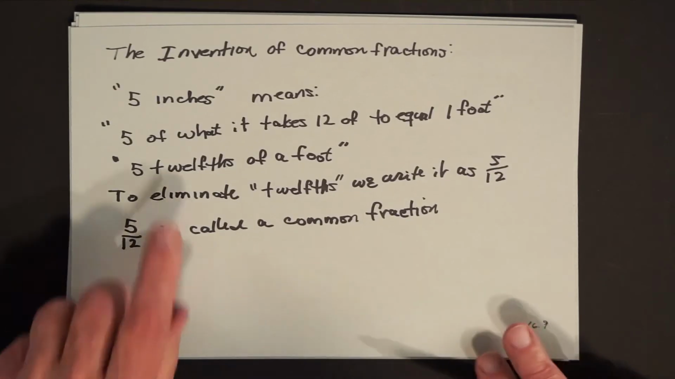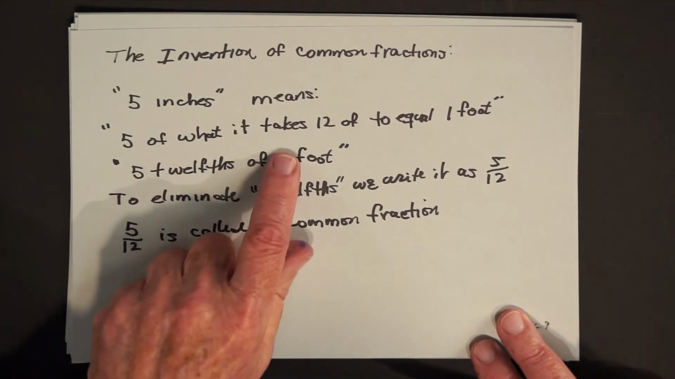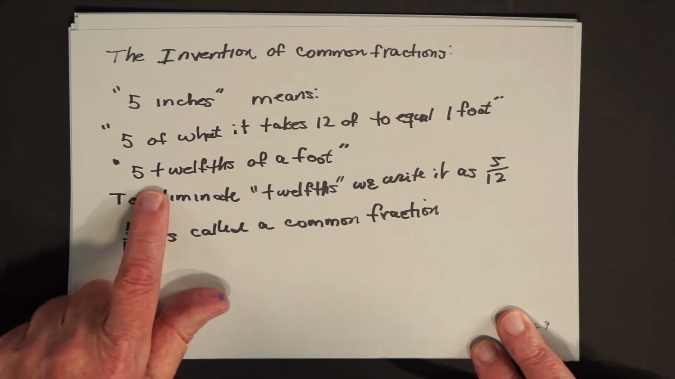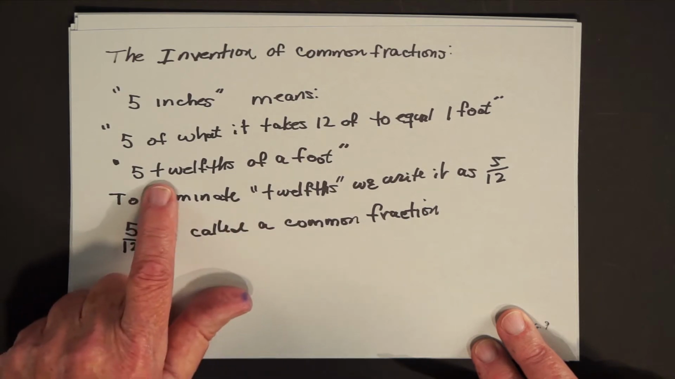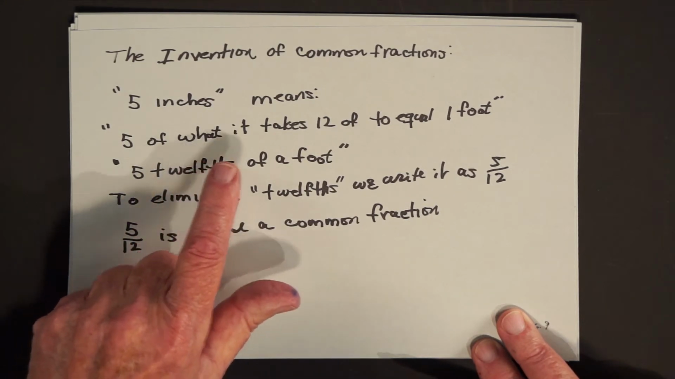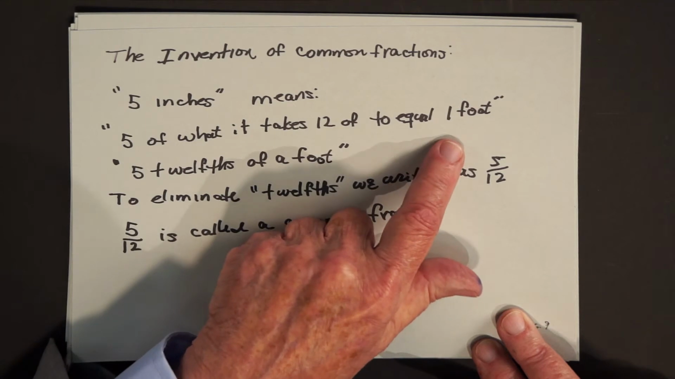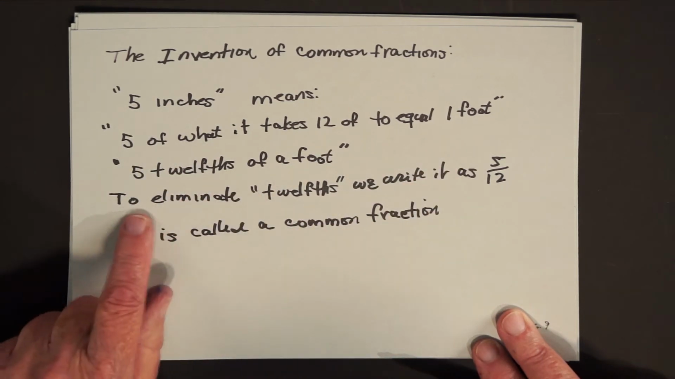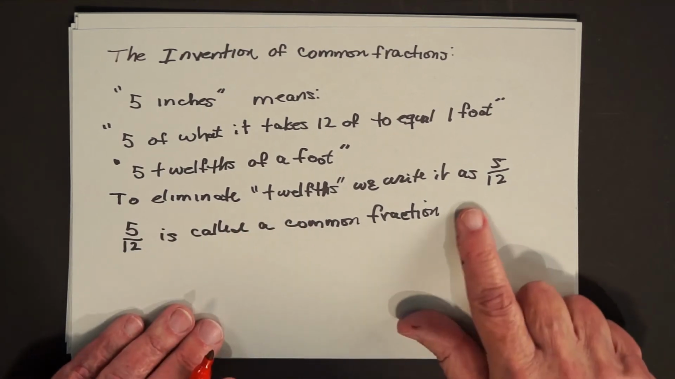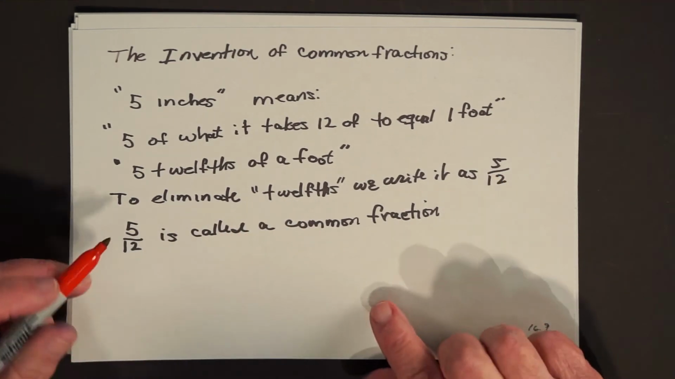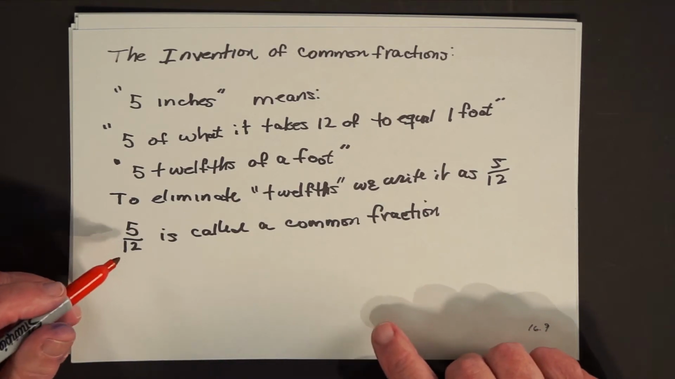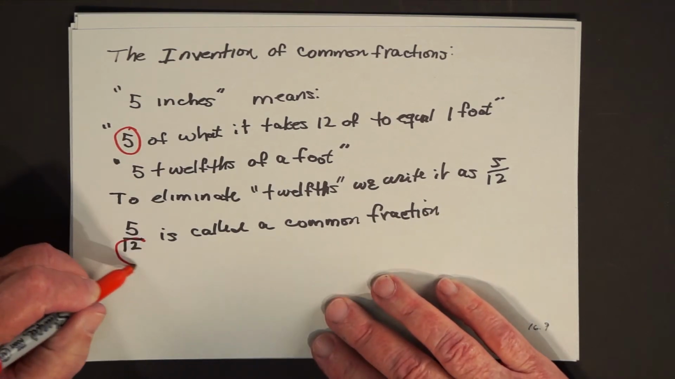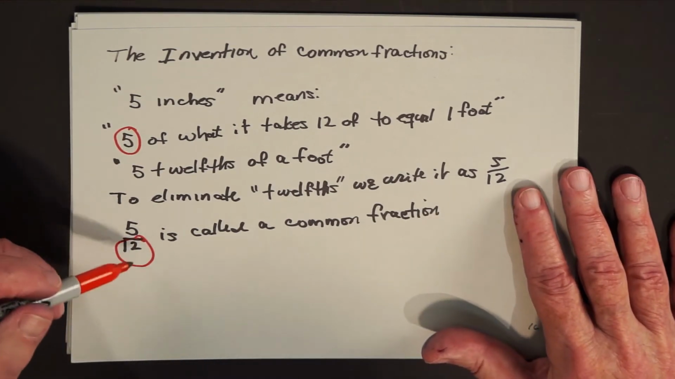When you say 5 inches, what does it mean? It means 5 of what it takes 12 of to equal 1 foot. And to abbreviate that, we say 5/12 of a foot. What does 12ths mean? It means 1 of what it takes 12 of to make 1 foot. So 5/12 is 5 of what it takes 12 of to make a foot. To eliminate the word twelfths, we write it as 5/12, and 5/12 is called the common fraction, with 5 being the numerator, telling you how many pieces you're taking, and 12 being the denominator, meaning the denomination.